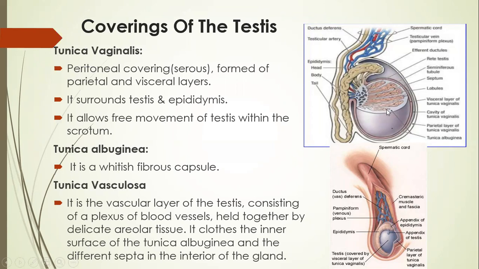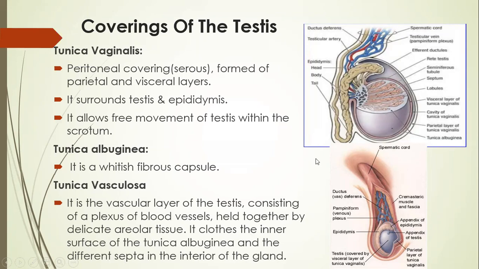Inside the tunica albuginea, it is lined by a thin vascular layer called the tunica vasculosa. It is the vascular layer of the testis, consisting of a plexus of blood vessels. That's why it is called vasculosa, because there are plexuses of blood vessels held together by delicate areolar tissue and a small quantity of fat. It lines the inner surface of the tunica albuginea. As I said, the tunica albuginea is this whitish layer, and this will line inside the tunica albuginea and the different septa in the interior of the gland. The tunica albuginea also gives septa here, so it will line the septa also.